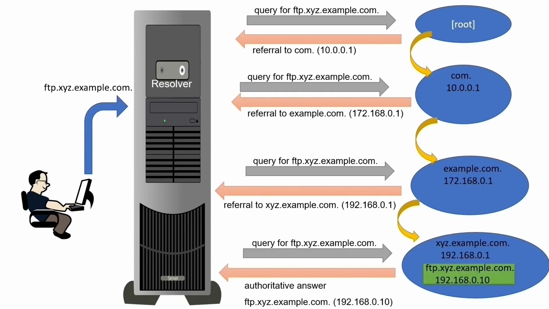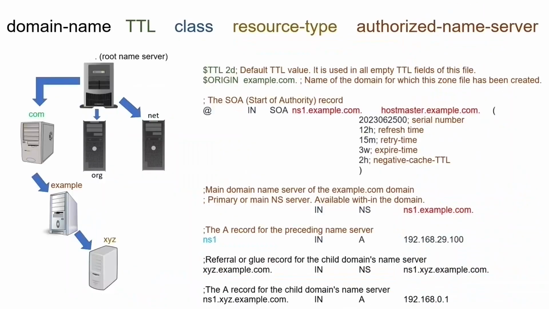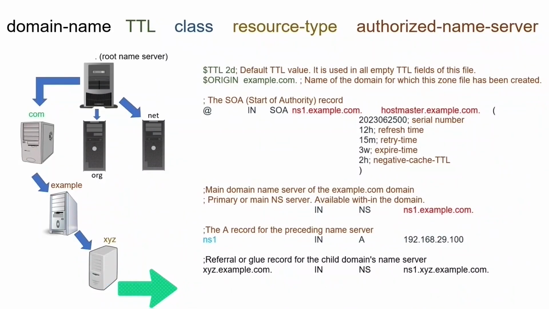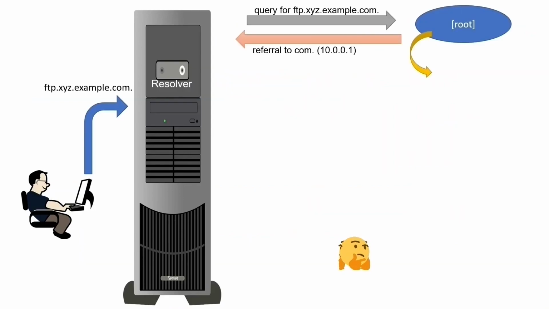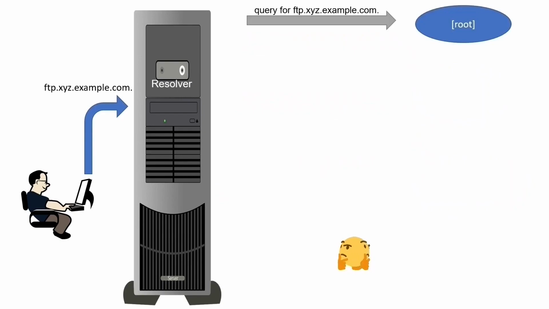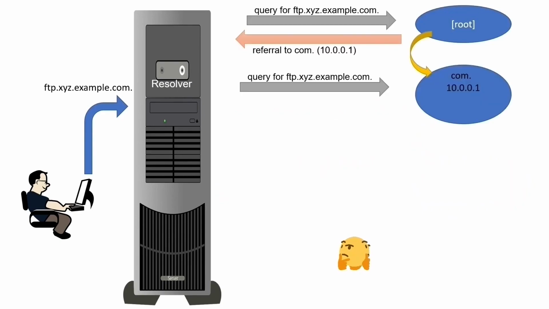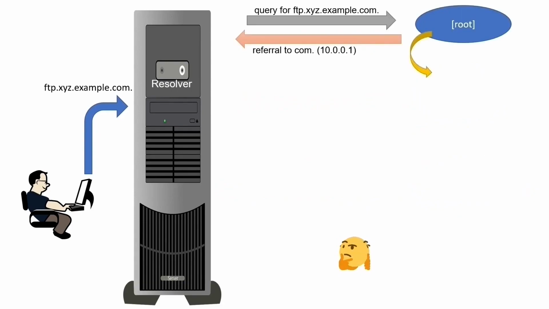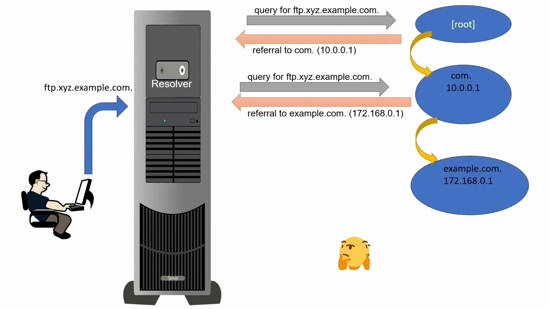Since the query belongs to the XYZ name server, it resolves the query. Now, let us suppose the administrator forgets to add the IP address in the glue record of xyz.example.com in the zone file of example.com. In this situation, the example name server will provide a referral to the XYZ name server without its IP address. Since the resolver system does not know the IP address of the XYZ name server, it has to resolve this name first. To resolve this name, it follows the same steps.